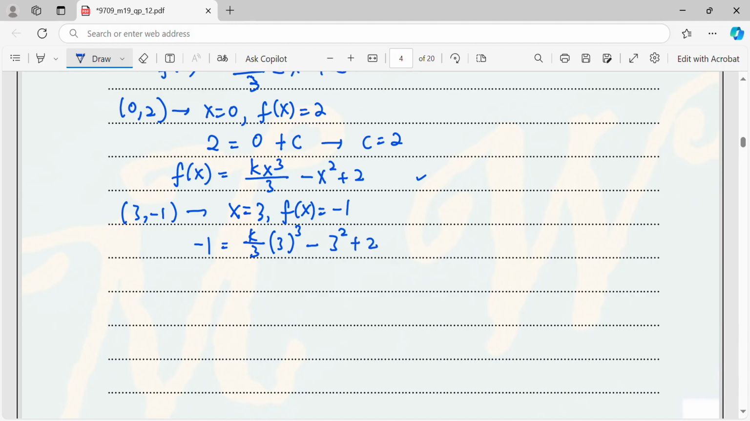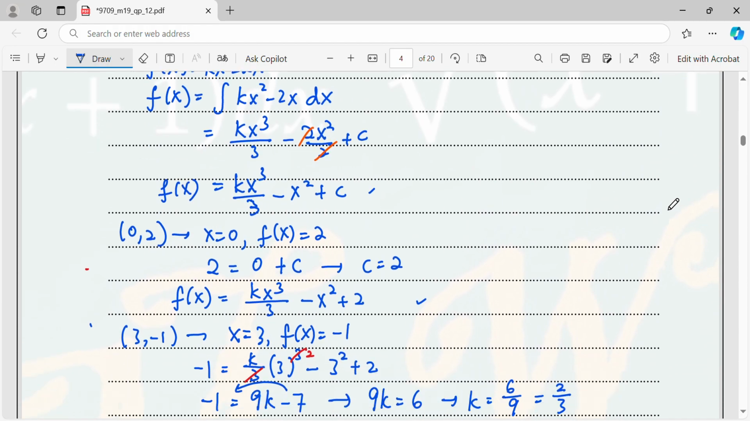From here, you will get minus 1. The 3 cubed over 3 is basically 3 squared, that is 9, so I will get 9k. Then minus 3 squared plus 2, that is minus 9 plus 2, which is minus 7. So I get 9k equals minus 1 plus 7, that is 6. At last, k equals 6 over 9, that is 2 over 3. So done for question number 2.